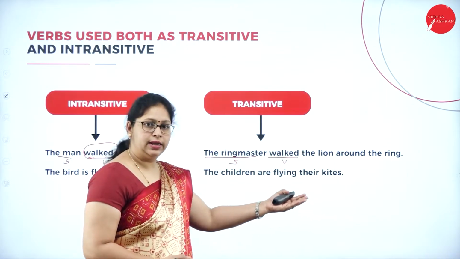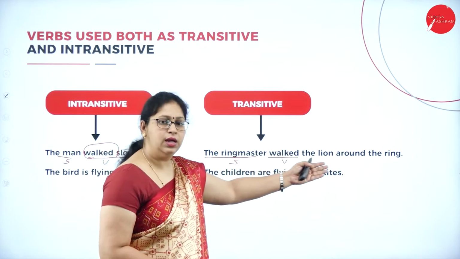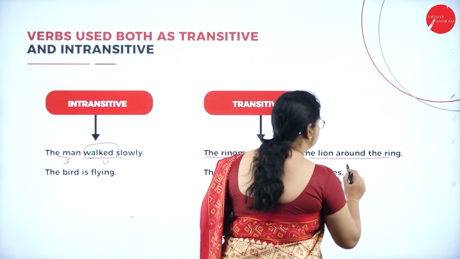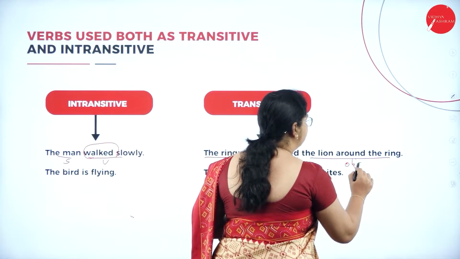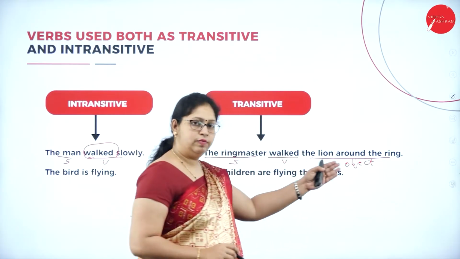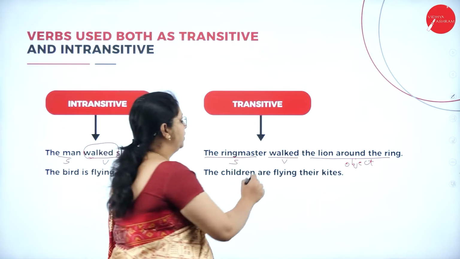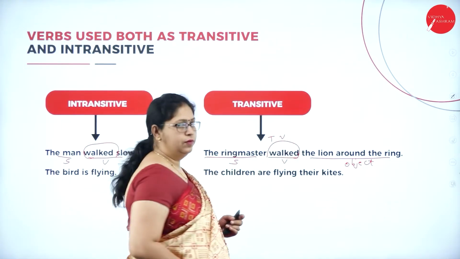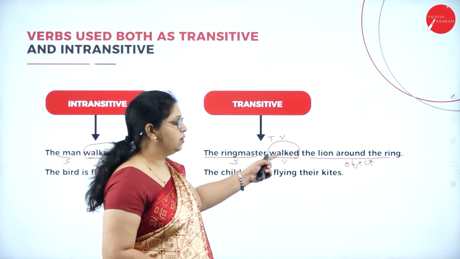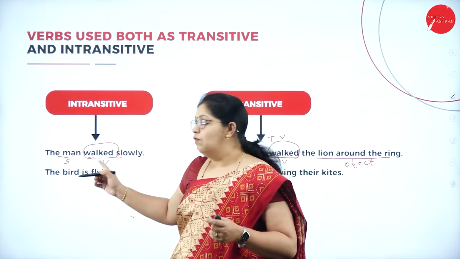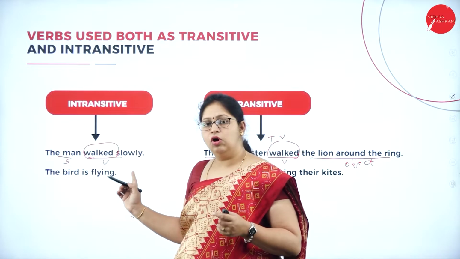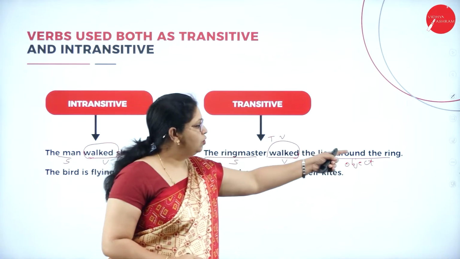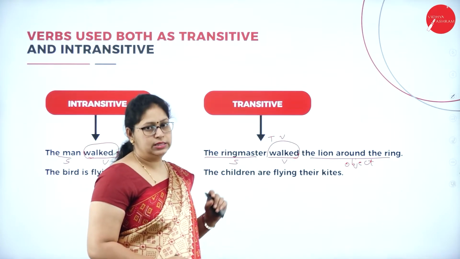The receiver is there. Correct? The ringmaster did something to the lion. Right? So the receiver is there. Then this part is called the object of the sentence. As there is an object in this sentence, the verb walked becomes the transitive verb. See the same word here, walked and walked. Here, as there is no object, this remains an intransitive verb. Here there is an object, so this becomes a transitive verb.